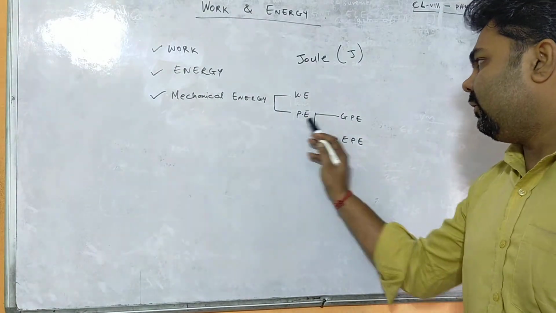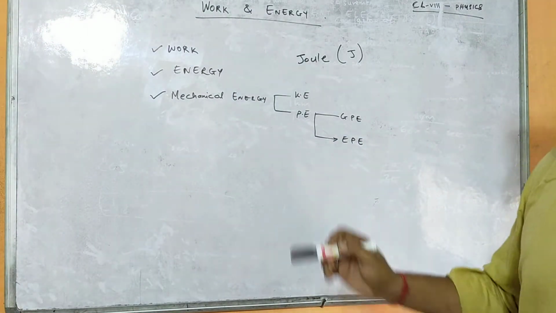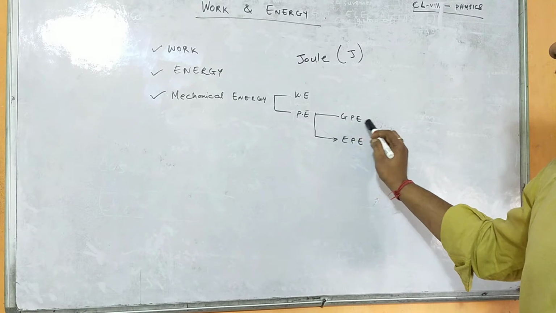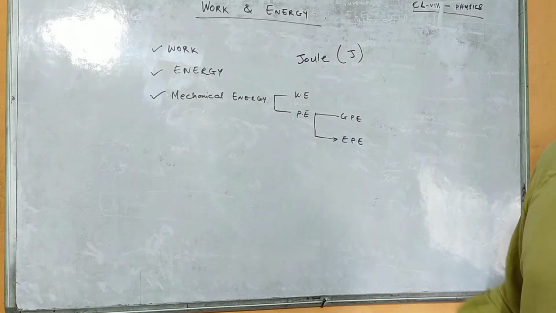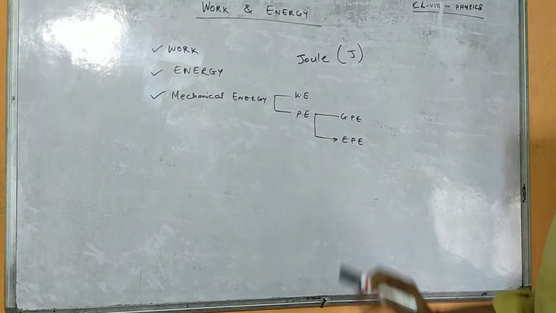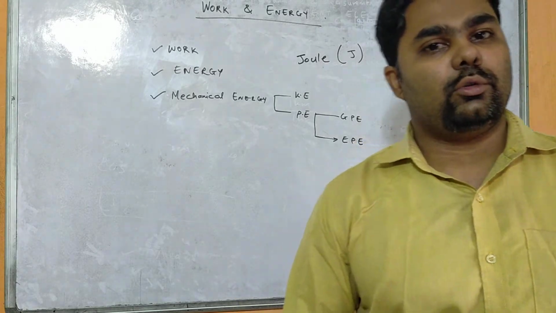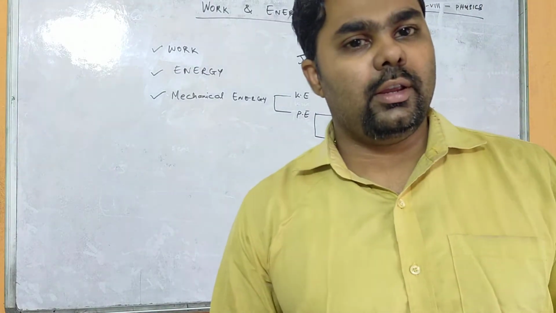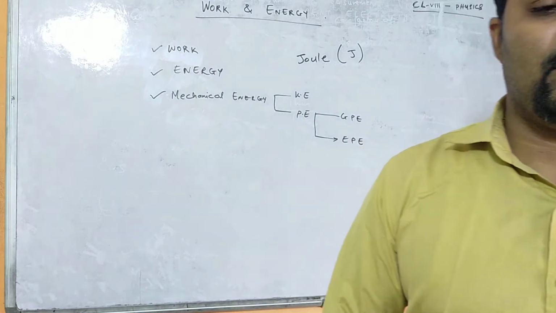Potential energy is again divided into two types, GPE and EPE. GPE stands for gravitational potential energy and EPE stands for elastic potential energy. So potential energy is of two types: one is gravitational potential energy and one is elastic potential energy.